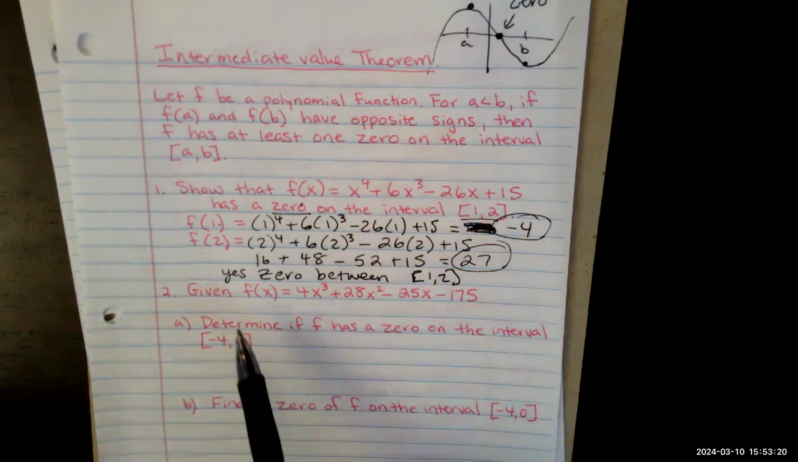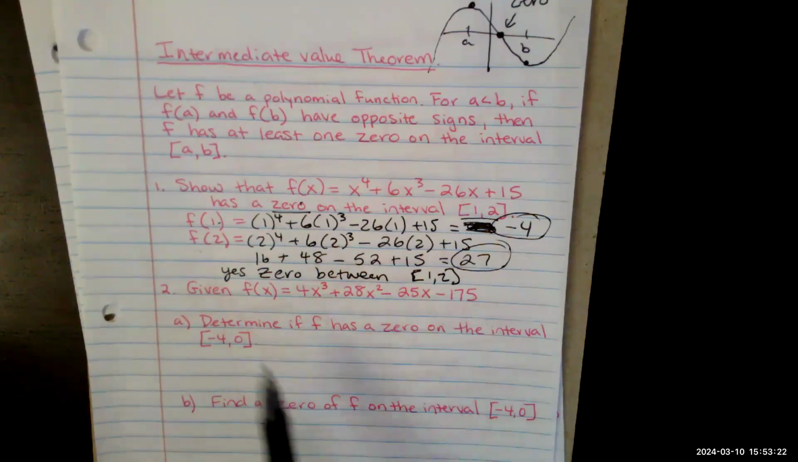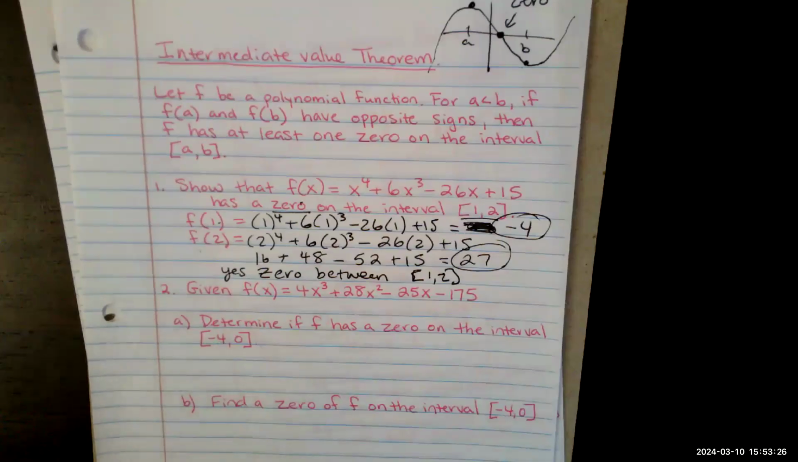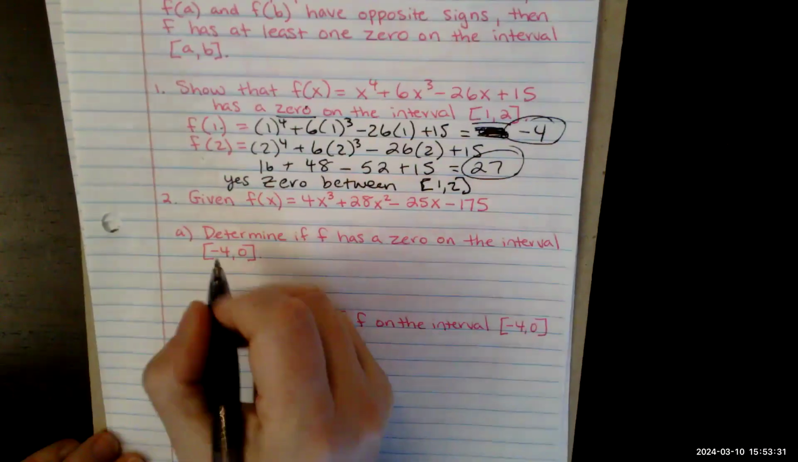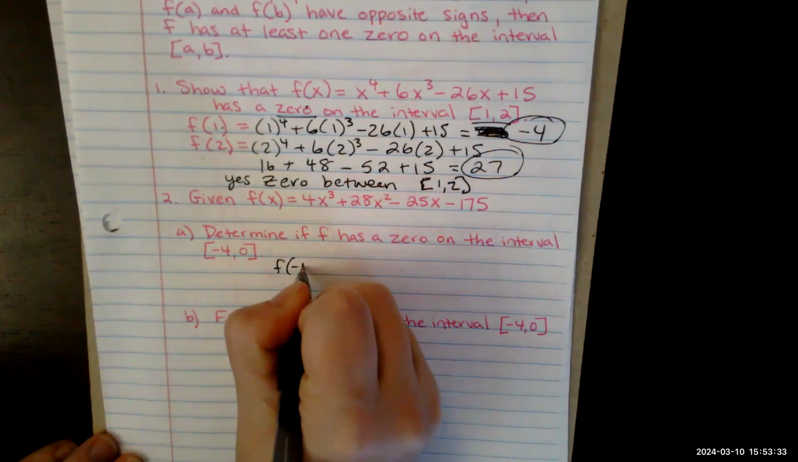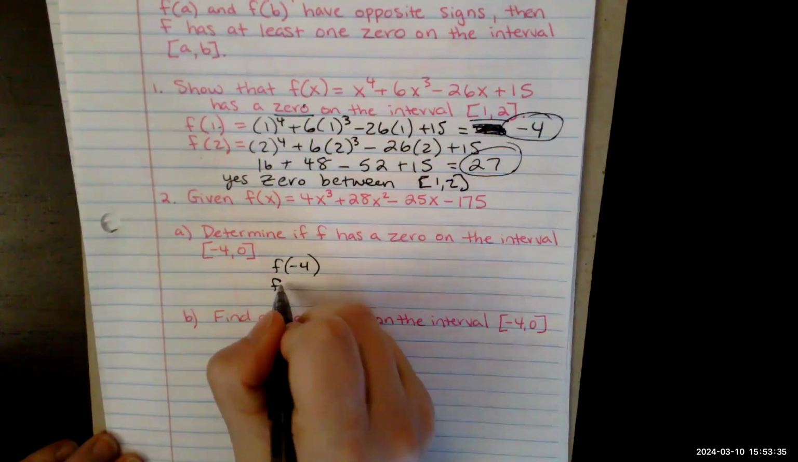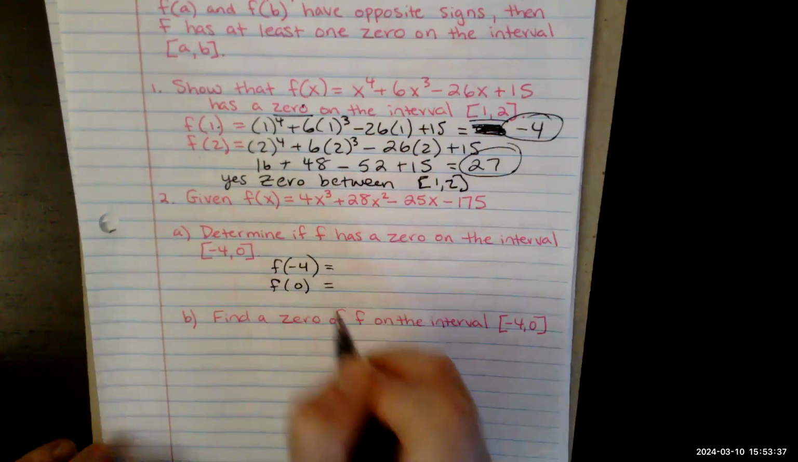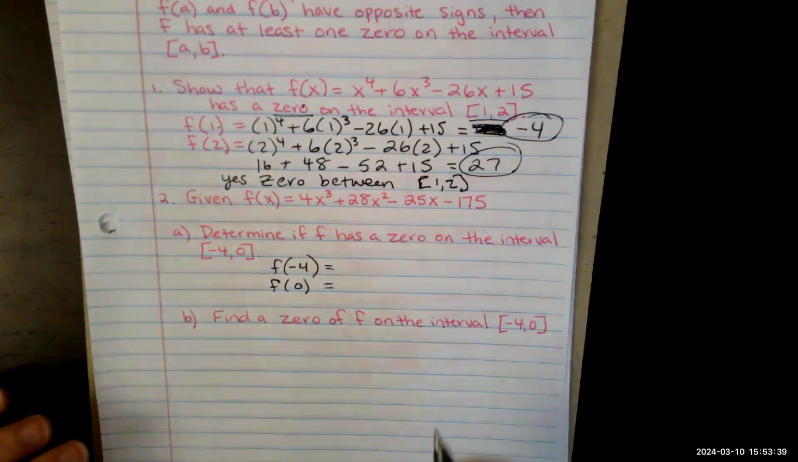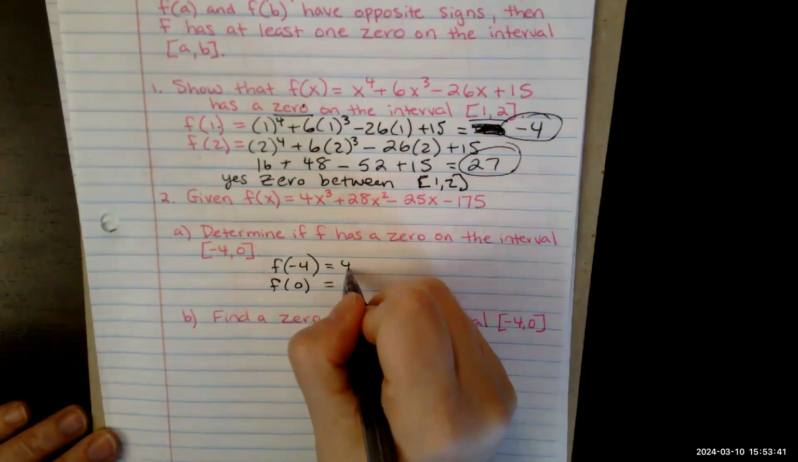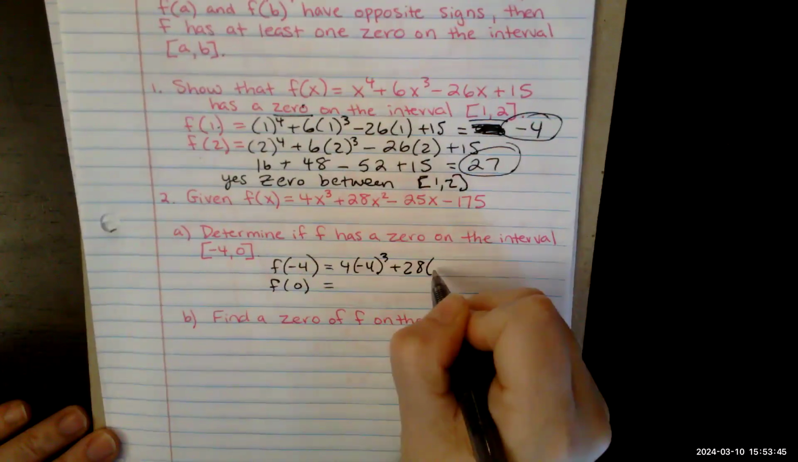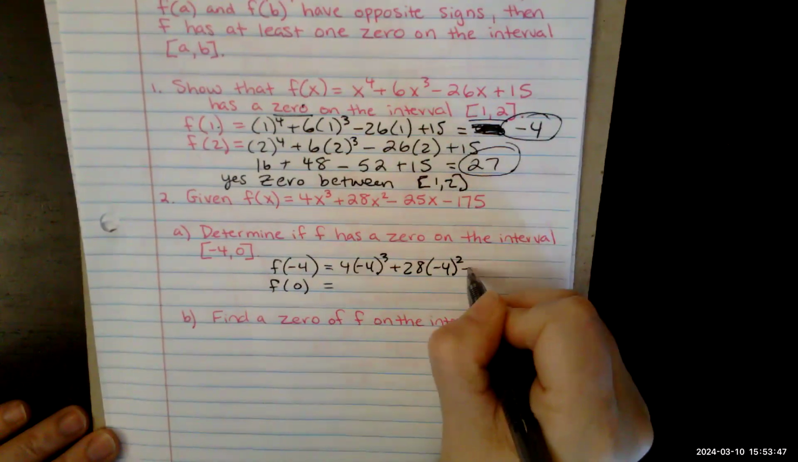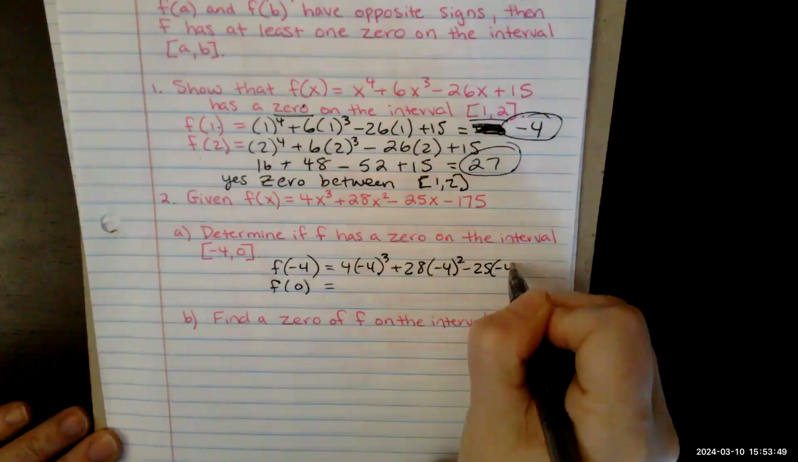Okay? How about if we're given this new equation and we want to determine if f has a 0 on the interval -4 to 0. So this time they're not setting it up for me, but I know to answer that question, I need to find this and I need to find this. So plugging -4 into there is going to be a little tricky. I just need to make sure I do the correct order of operations.